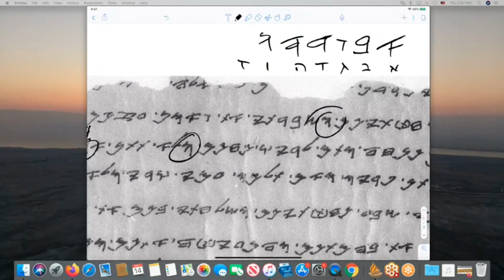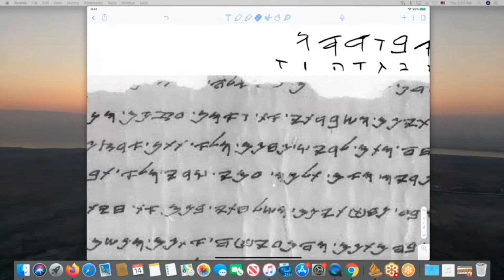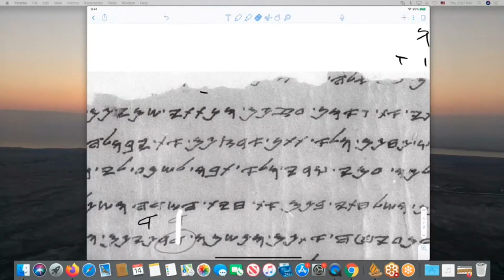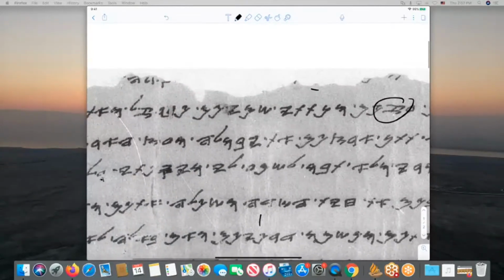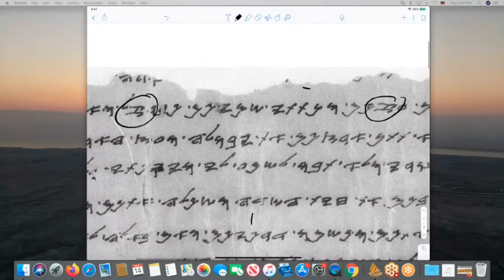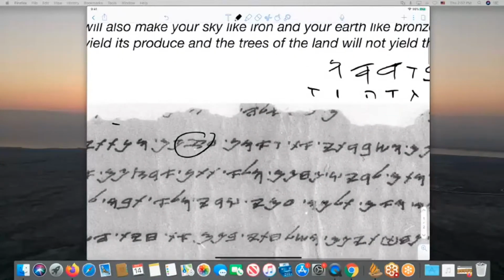Zayin was a new letter that we saw today. It is right here, and we saw another one right here. It reminds me of, I don't know how to describe it, two candy canes with a little line between them. That's our Z. So we've got Aleph, Bet, Gimmel, Dalet, Hey, Vav, Zayin.